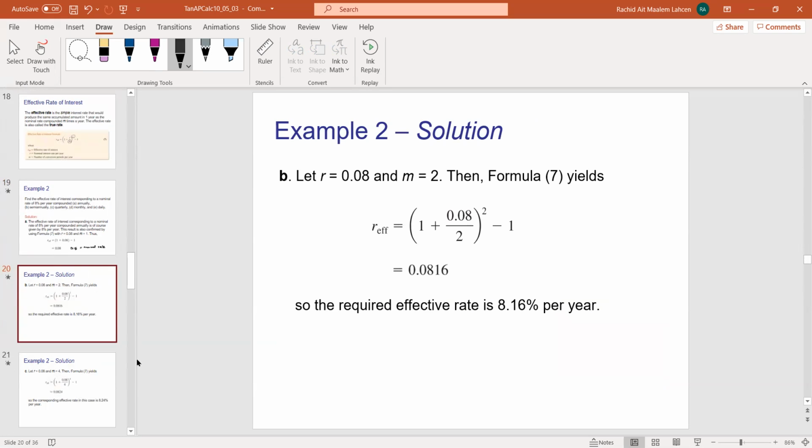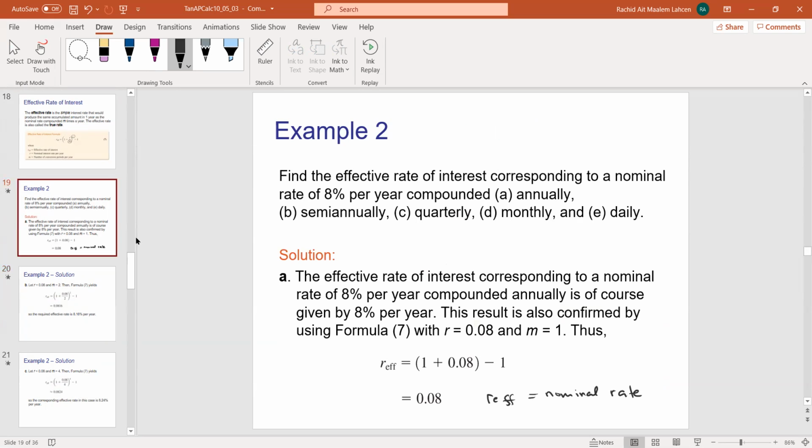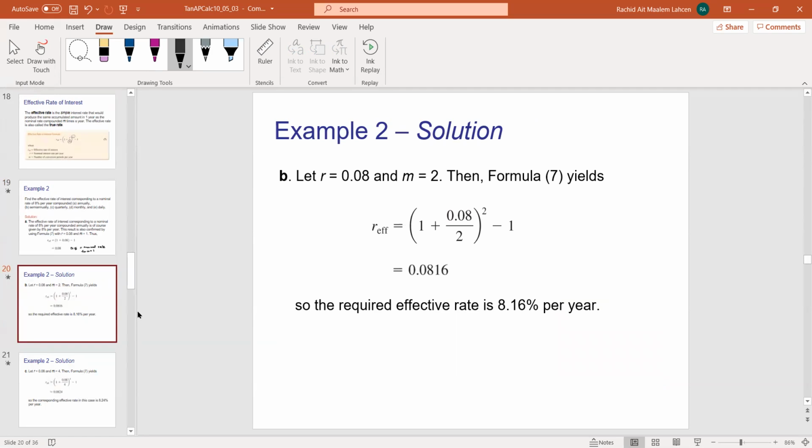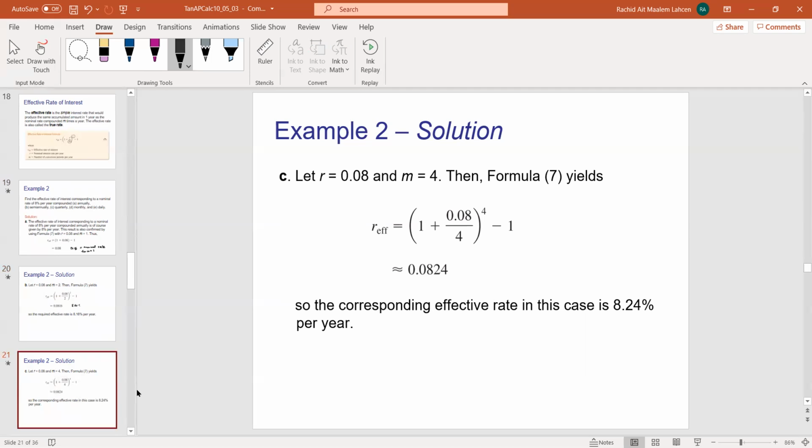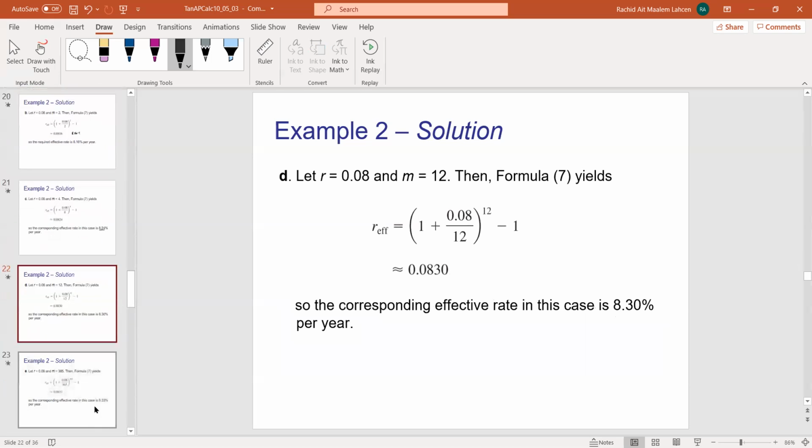Of course, here for m equal 1. Now, if it's compounded semi-annually or twice per year, and you use the formula 7, you get 8.16%. So that's the true rate. Same thing now, if it's quarterly, you get 8.24%. If it's monthly, you get 8.3%. And if it's daily, you get 8.33%.